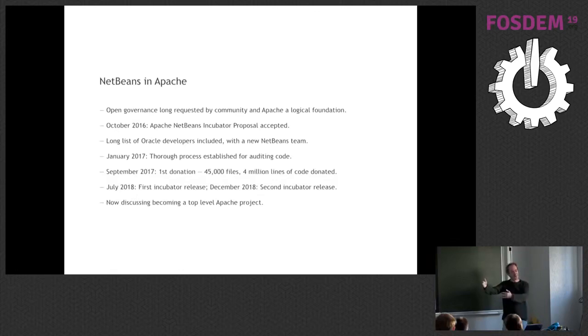And once it's in Apache, a second process begins, because Apache can't release GPL code. Oracle doesn't care, Apache does. So the second process has to begin in Apache to scrub that code, remove GPL, remove binaries. So it's a massive process. We are about two-thirds of the way through this process. We're still in the incubator. We're right now talking about leaving the incubator.